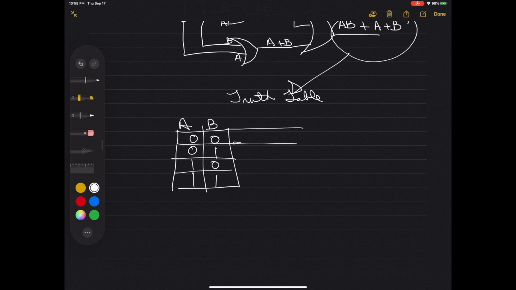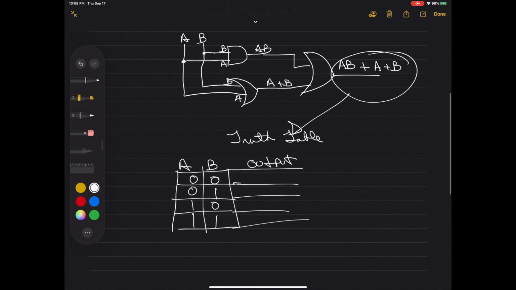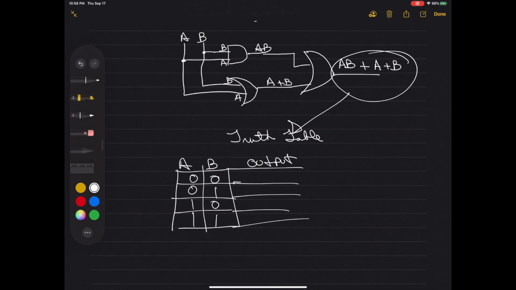All right, so now I need to find out what the output is going to be. Well, that output is basically this equation right here. So the output is AB or A or B. So you can think of these guys right here. These are called minterms. Hey, who cares what they're called? You can treat them as individual terms.